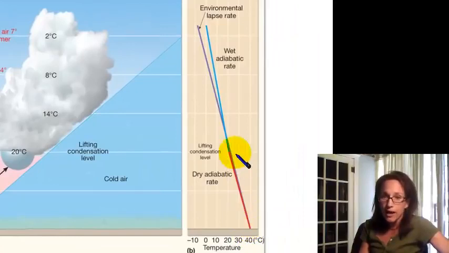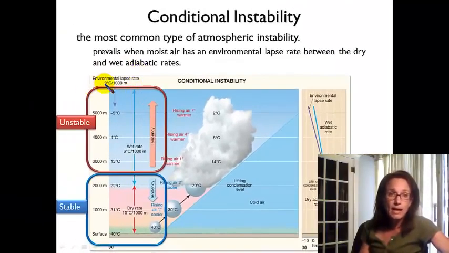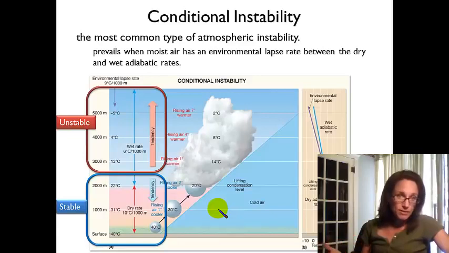So if we look at the graphs, that environmental lapse rate is actually a rate that's between the wet rate and the dry rate. So in this case, our environmental lapse rate is 9 degrees Celsius, our dry rate is 10, our wet rate is 6. And so 9 is between 6 and 10, and so we call this conditional instability, and this is also very common.